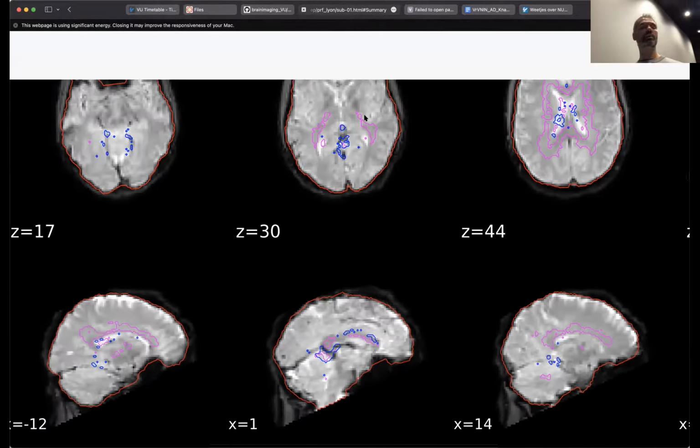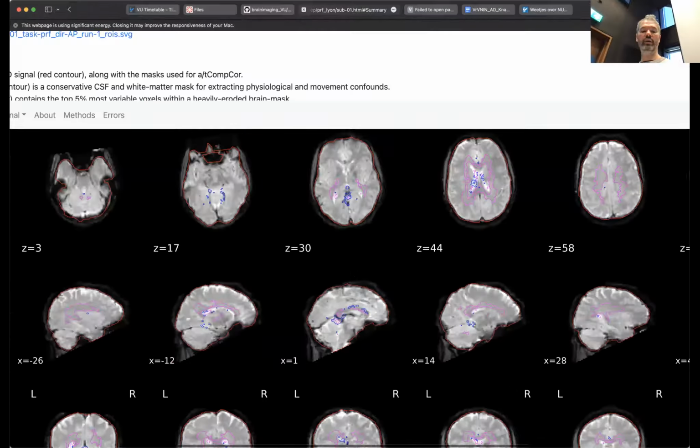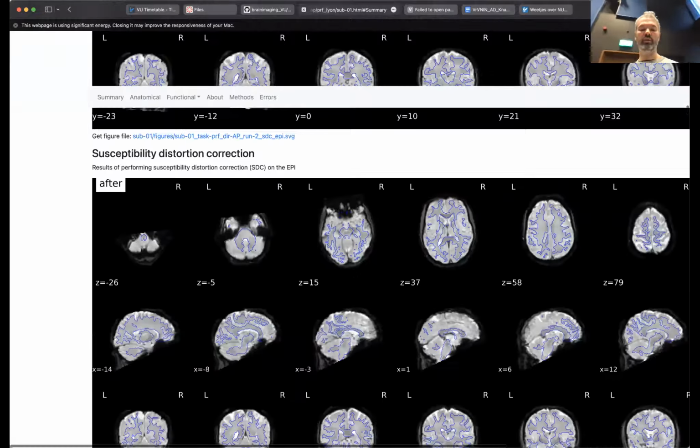And here, pinkish is white matter, and that's very specifically white matter. You're looking at the corpus callosum here, for example. And so any movement-related artifacts, for example, are likely to be found in the white matter.